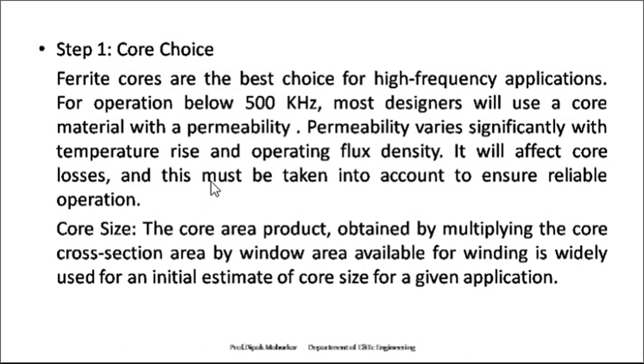Core size: the core area product, obtained by multiplying the core cross-section area by the window area available for winding, is widely used for an initial estimation of core size for a given application.